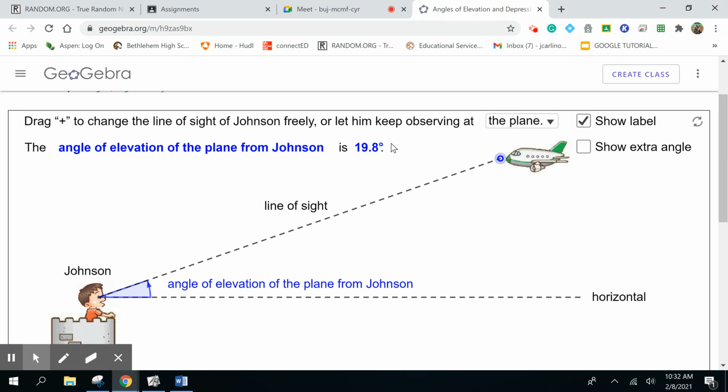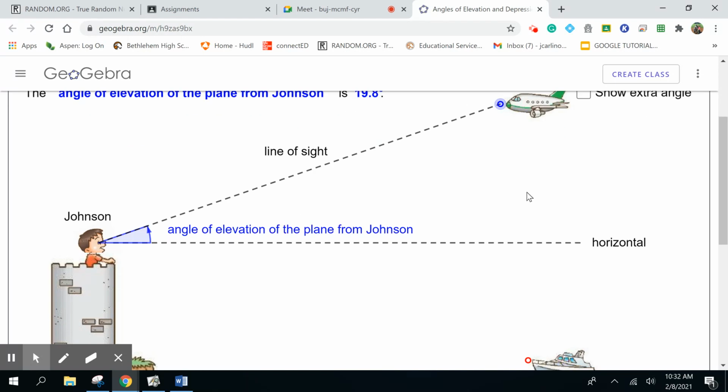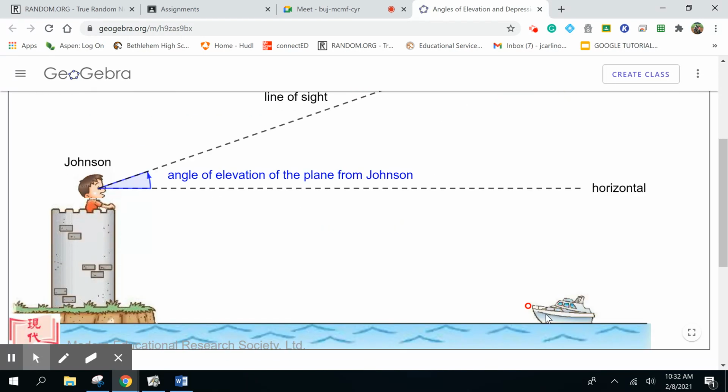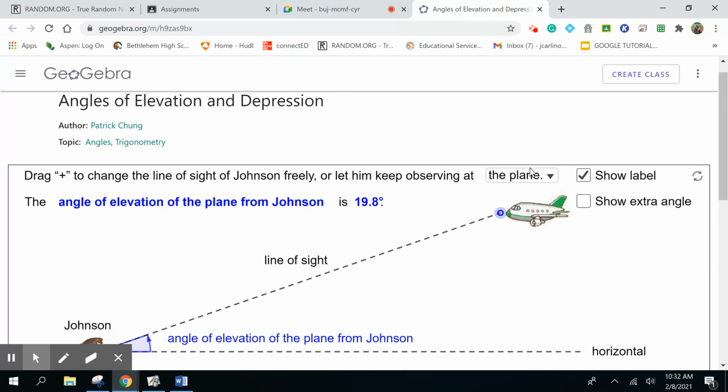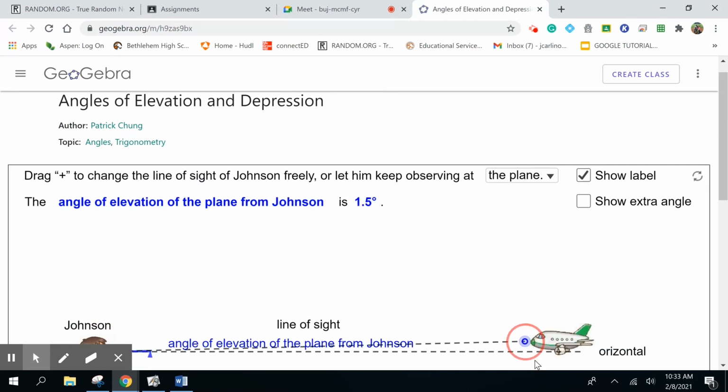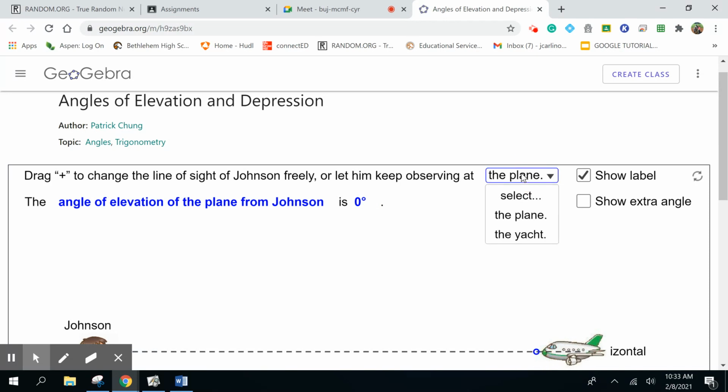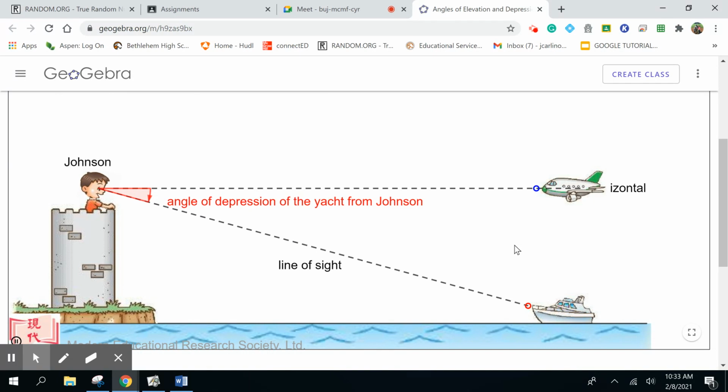All right, so that's elevation when I look up. What if I'm already on top of a building and I look down on something? Everybody at home now, he's going to be looking down at the yacht. He's still going to be looking straight ahead at the horizontal, but now everyone on your drop-down menu, click the yacht. Now, when he looks down, I form an angle called the angle of depression.